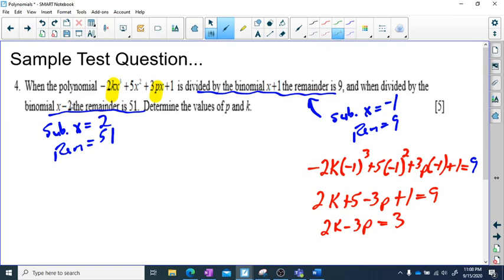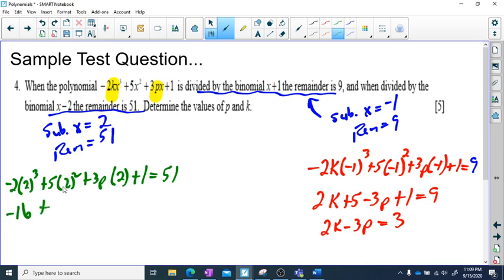Let's do that here. If I put 2 in for all the x's, so let's do this substitution now. -2, replace x with +2 because we're dividing by x minus 2, cubed, plus 5 times 2 squared, plus 3p times 2, plus 1 should give me the remainder, which they tell us in this case is 51. Let's clean this up and turn it into something like I had over here. 2 cubed is 8 times -2, that's -16.